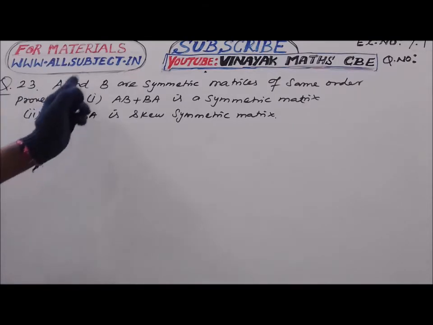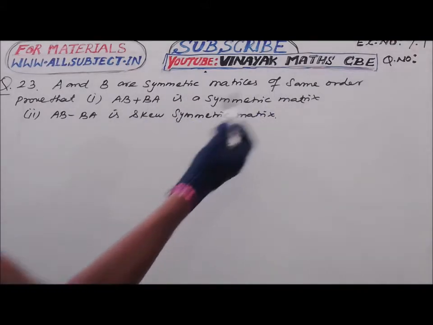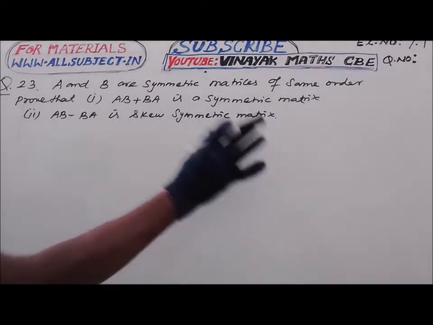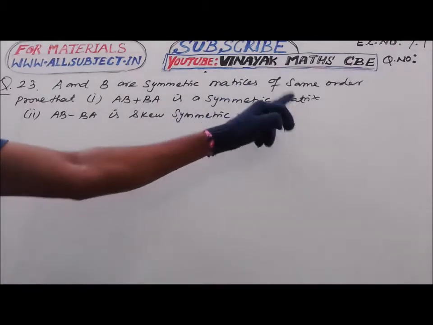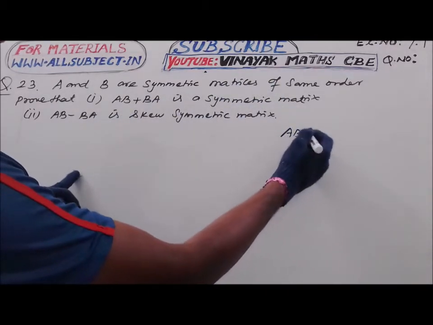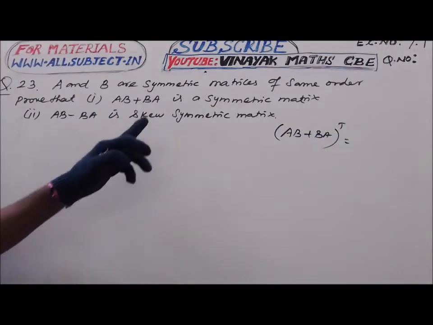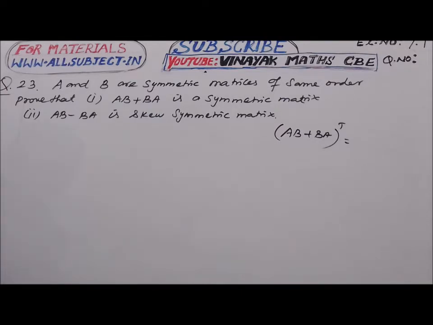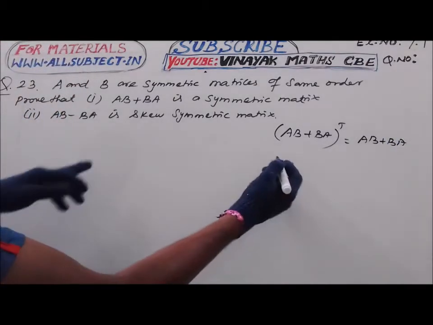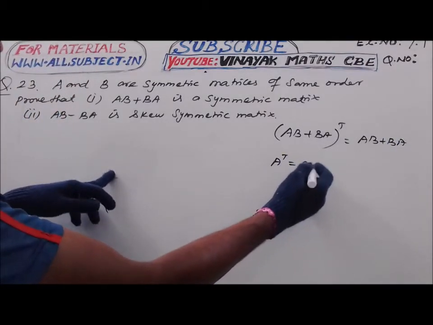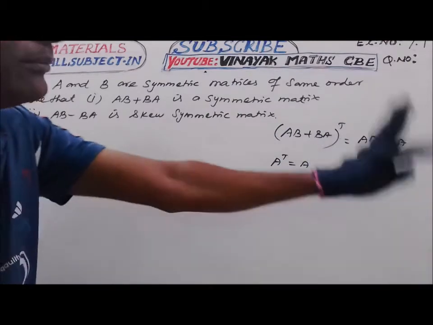Question number 23. A and B are symmetric matrices of same order. Prove that AB plus BA is a symmetric matrix and AB minus BA is a skew symmetric matrix. To show AB plus BA is a symmetric matrix, we should prove AB plus BA whole transpose is equal to AB plus BA, because if A is symmetric, A transpose is equal to A.